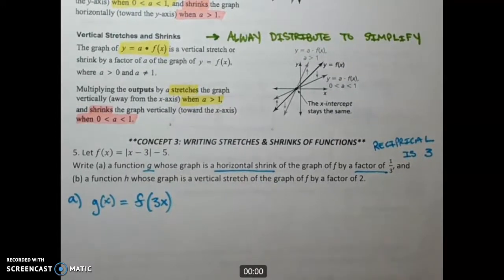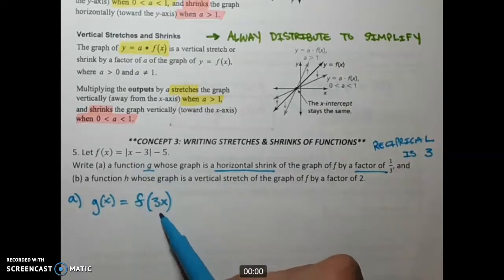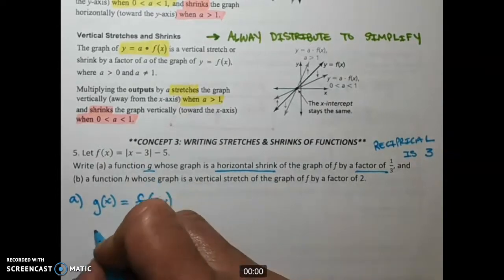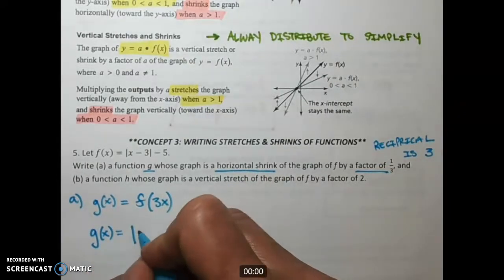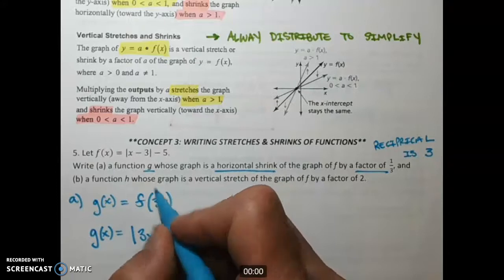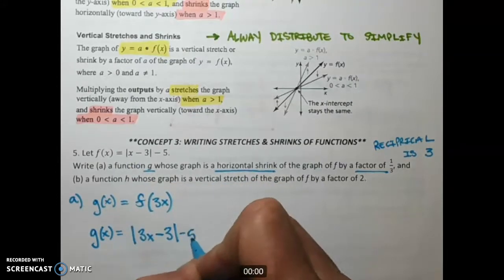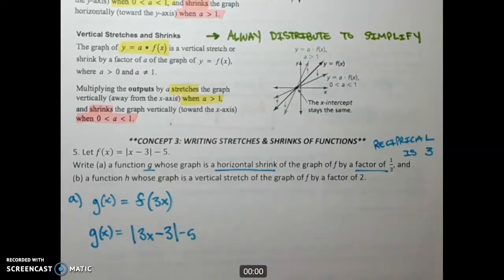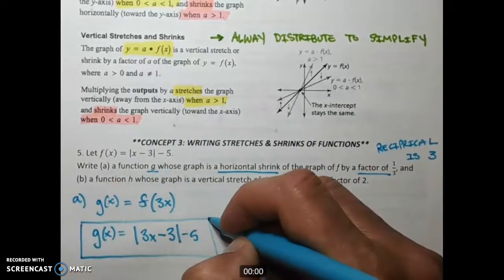Now, from there, all I have to do is replace x with 3x, and then look to simplify. So g of x equals the absolute value of 3x, replacing x with 3x, minus 3, minus 5. And now I look to simplify further. But considering that that term is positive, I have really nothing to do. I am done. There is the answer I'm looking for.